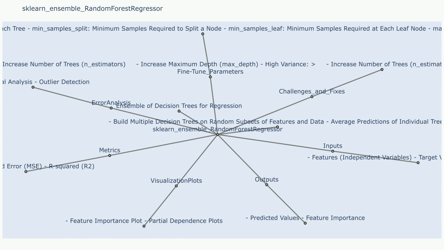Fixes to challenge 1: Reduce the number of trees (n_estimators). Employ parallelization techniques to train trees simultaneously. Utilize a GPU for accelerated training.